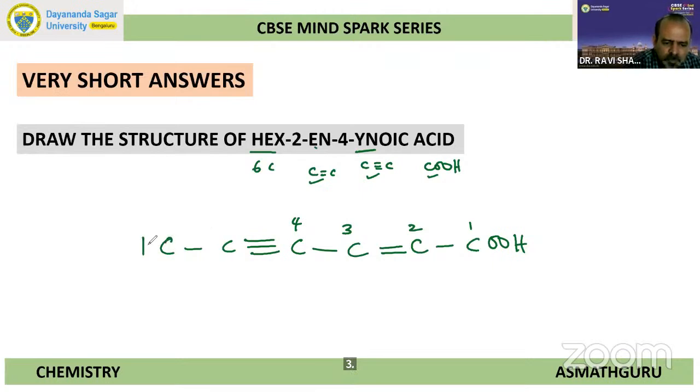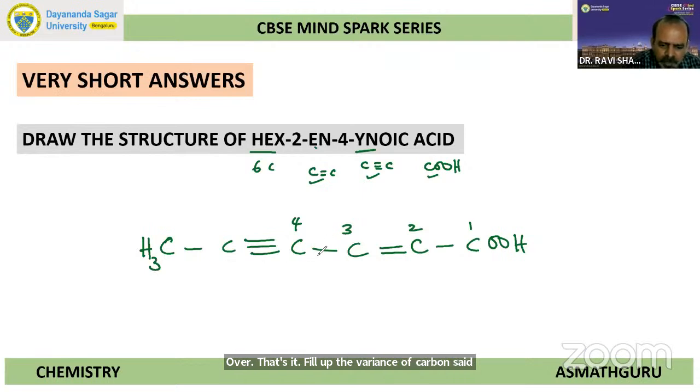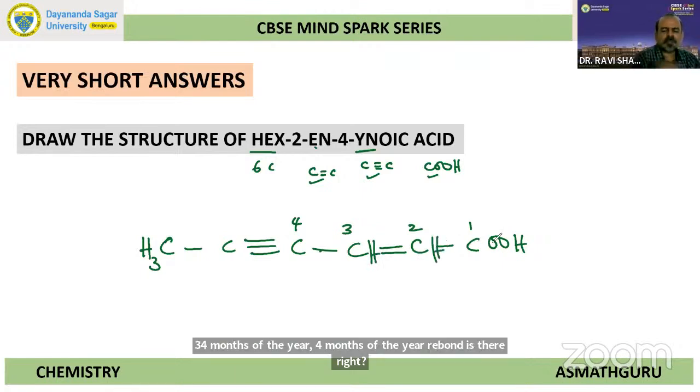Fill up the valency of carbon. What is the valency of carbon? 4. Here, 4 bonds are already there. Here, 4 bonds are there. Here, 3 bonds are there, so add H. Over. This is the compound.